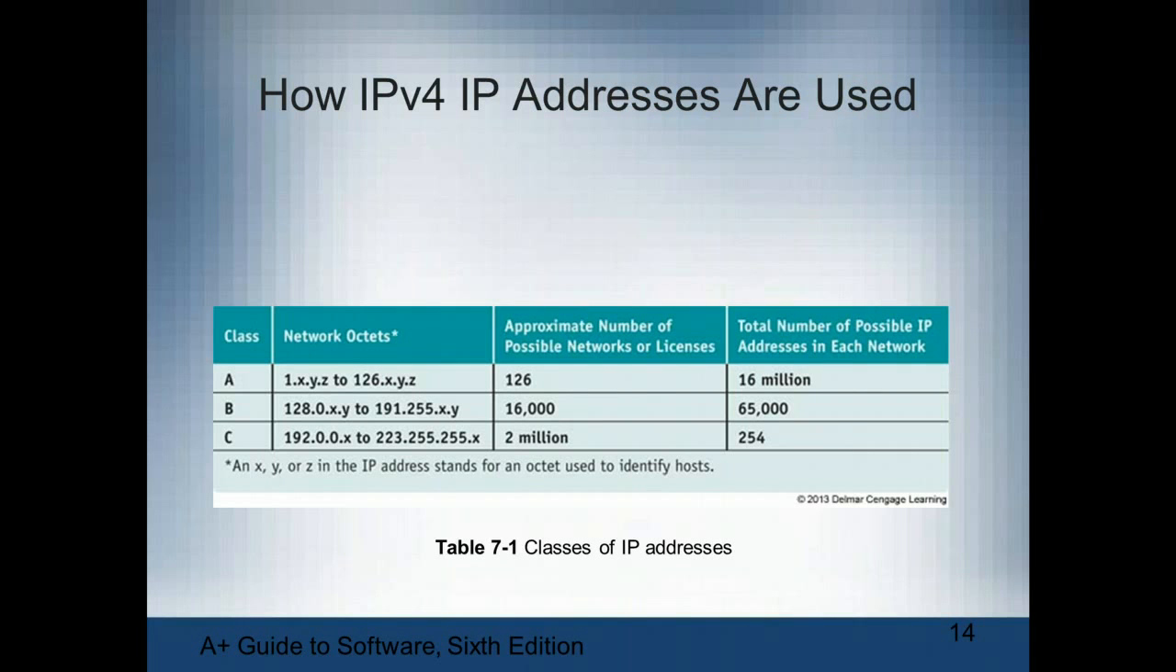The Class B address, the first 2 are network, and the last 2 are hosts. With it, you can have 16,000 networks and 65,000 hosts per network. The one that you'll probably have to know is the Class C network, where the first 3 are the network address, and the last one is the host. So we can have 2 million networks, but 254 usable addresses.